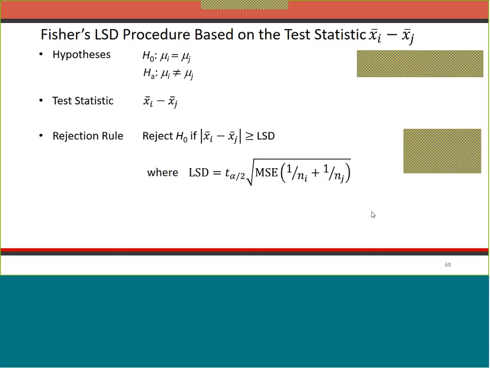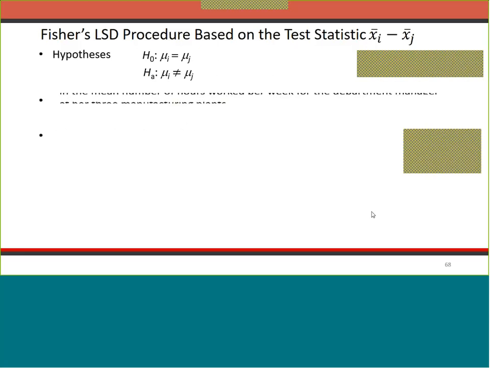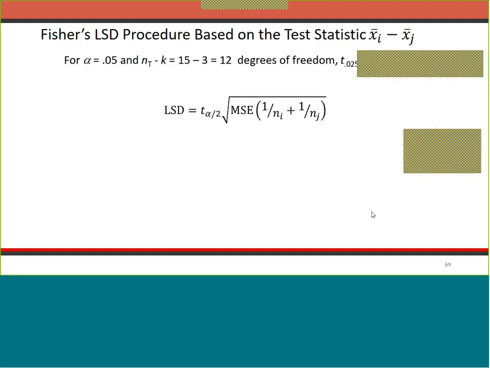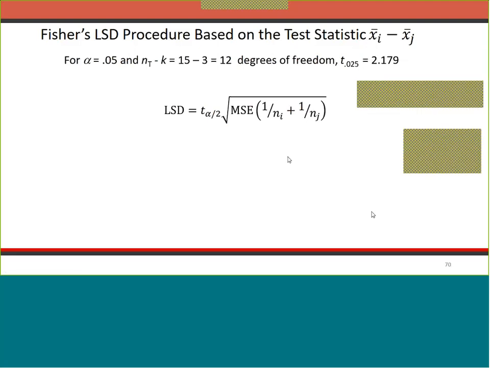So suppose you want to use Fisher's LSD procedure based on the test statistic itself only, then the same logic, maybe using a confidence interval approach. If you take the same Reed example, I'm calculating the values. So for alpha equal to 0.05, Nt minus k, the total number of observations minus 3, that is 12 degrees of freedom. And you can calculate the t table value for 12 degrees of freedom and alpha equal to 0.05, t alpha by 2 is 2.17.